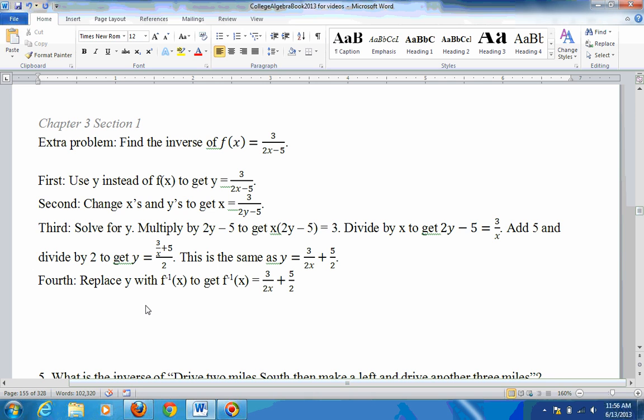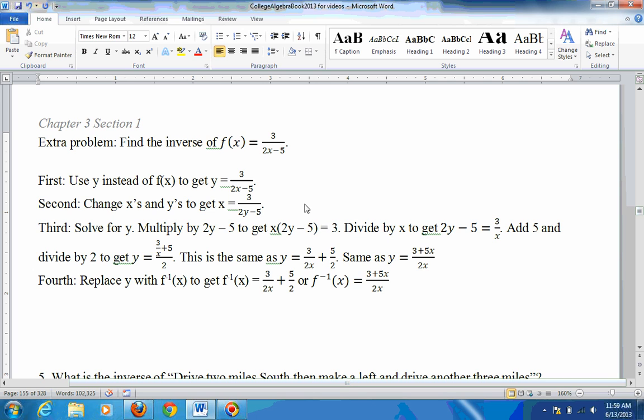And then finally, since that is my inverse function, you can write it with this notation right here: f inverse of x equals 3 over 2x plus 5 over 2. Here are those functions simplified down farther that I talked about just a second ago. I paused it and simplified them.